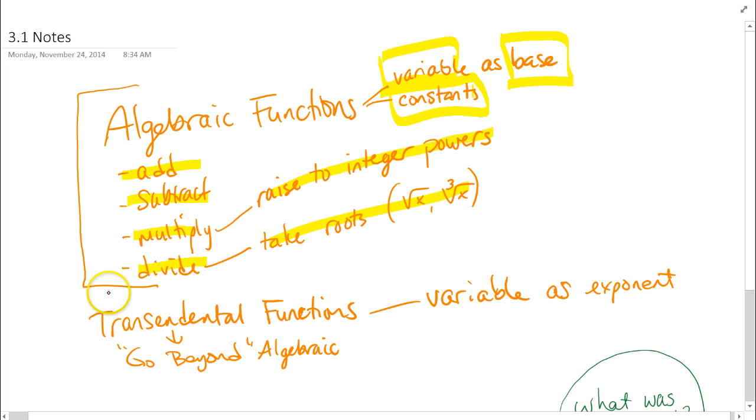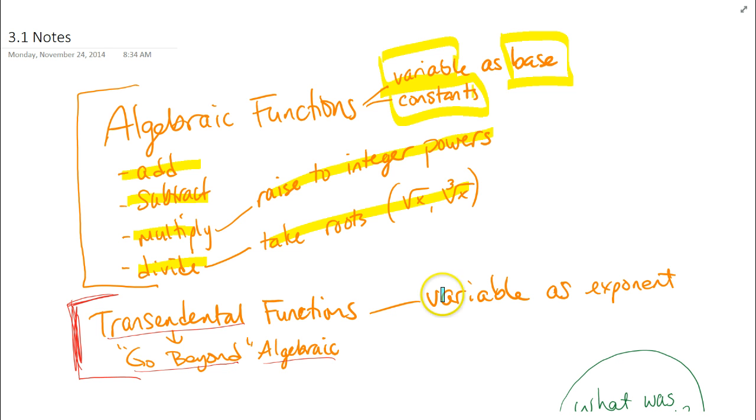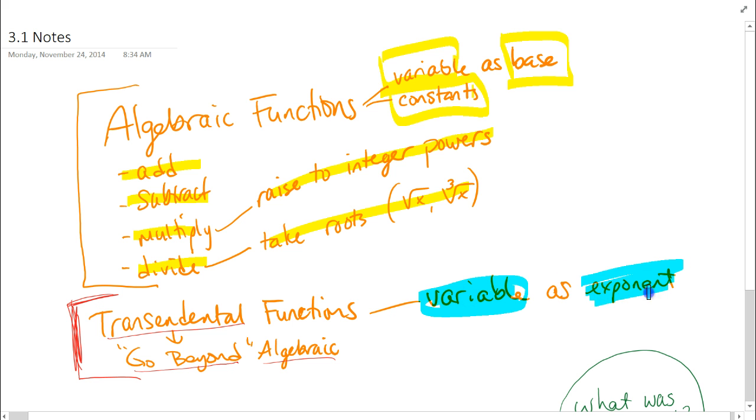So the new thing that we're getting into in Chapter 3 is the idea of transcendental functions, which sounds very important, but we're just using the word transcendental to say it is beyond all the algebraic stuff. And the beyond is a very simple thing, and it is that we've got the variables, the x's, as the exponents now. So what does that look like?